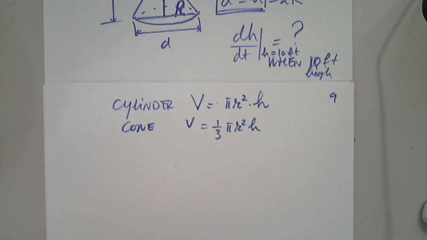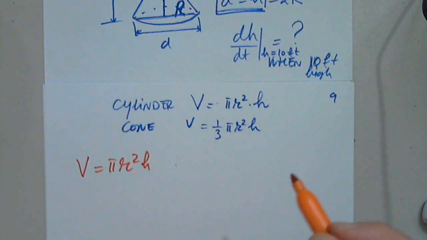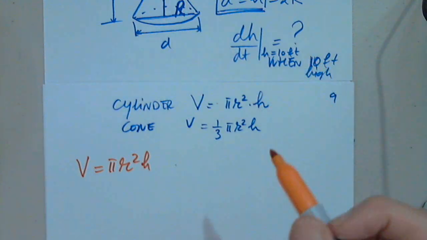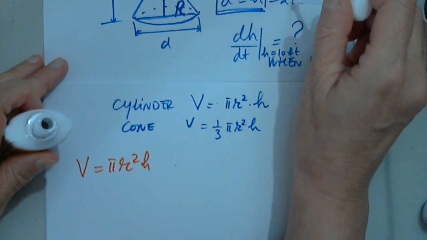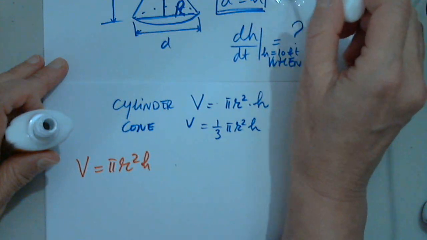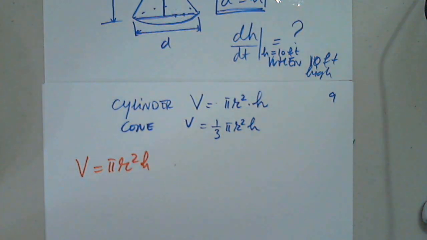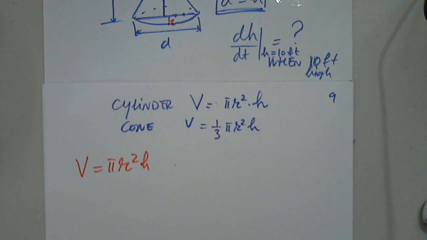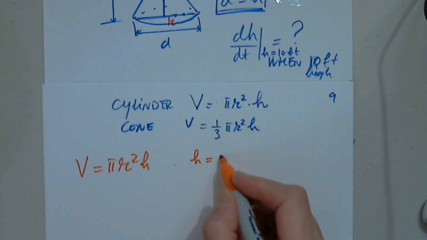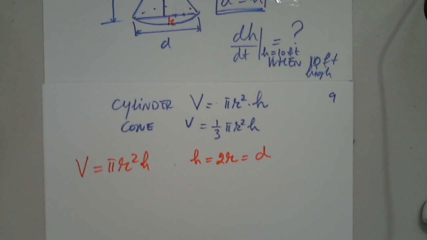So I'm going to write the volume again. The volume equals 1/3 pi r squared times the height. Now I'm using lowercase r, so I'm going to erase it from here and from here, because I don't want to confuse these two different things. So this is r, and we also know that the height equals 2r, which equals the diameter.